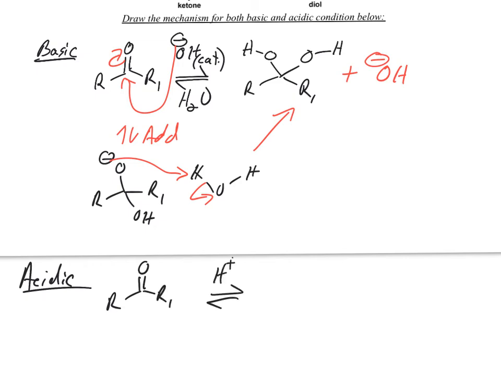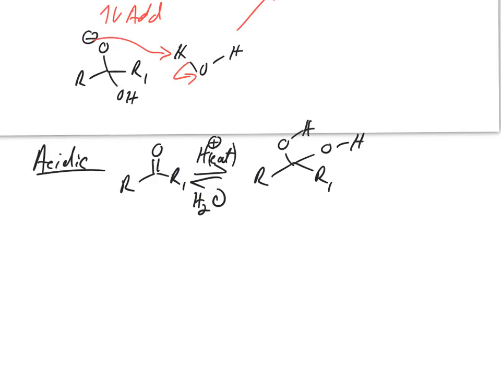But now we're going to use H plus as a catalyst in water. We're going to get to the same exact gem diol, which is a fancy way of saying an alcohol, two OHs on the same carbon. Can we do the mechanism for this one? Let's try that. So we just did basic conditions. Now let's talk about acidic conditions. First step in basic and acidic conditions is going to be protonation.